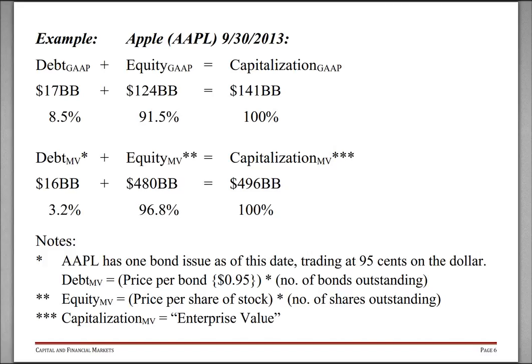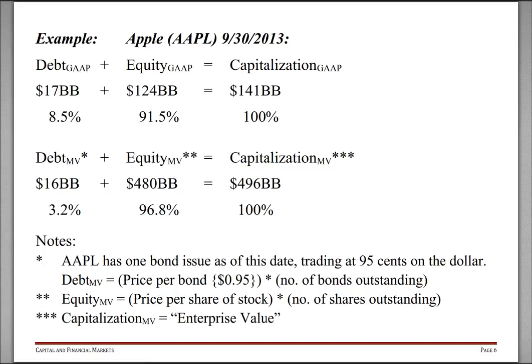So the firm's capitalization was made up of about 92% equity and about 8% debt. All right, now we could do the same thing on a market value basis. So the market value of the firm's debt at the same time was 16 billion. How did we get this 16 billion number?